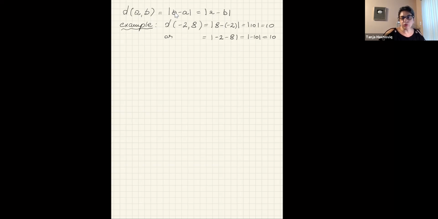So no matter how you write that difference between these two numbers, either B minus A or A minus B, you will always get the same positive number, the same result, and that will be the so-called distance between these two numbers, just as in this example. Whether you write it 8 minus minus 2 or minus 2 minus 8, the absolute value of that end result is always 10. So the distance between minus 2 and 8 on the real line is exactly 10 units. So they are 10 units away from one another.